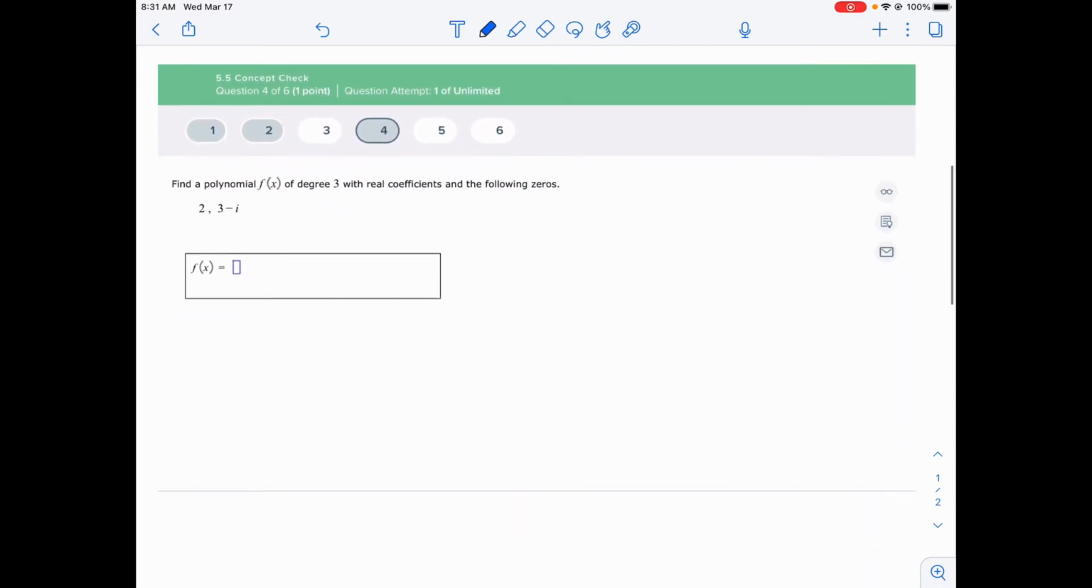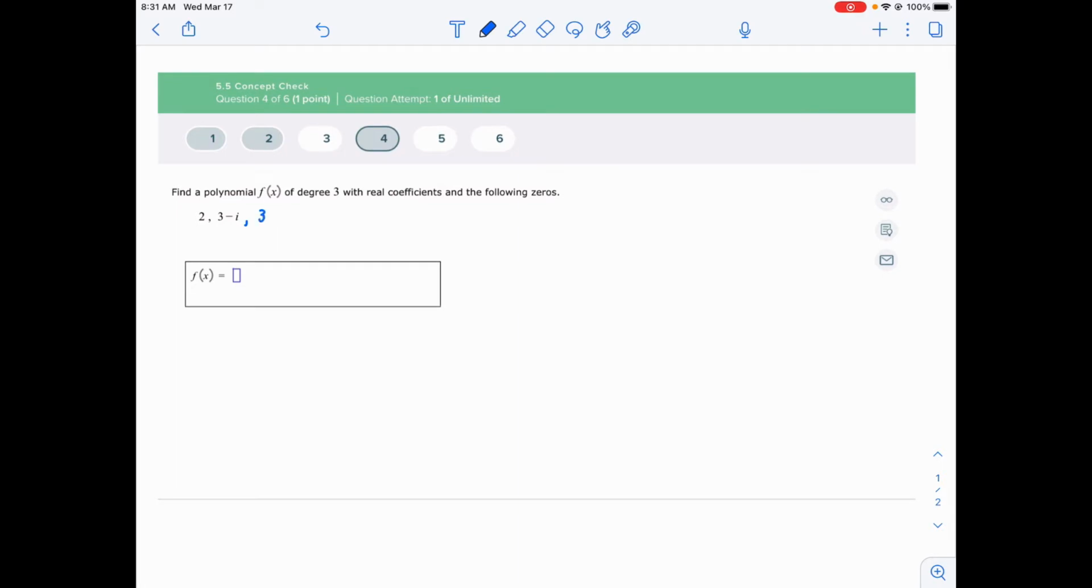For the next problem, it says find a polynomial of degree 3 with real coefficients and the following zeros. So in this case, they've given us 2 zeros so far. They've given us 2 and then 3 minus i, which means we also have the conjugate 3 plus i included. So the first step is let's just write this in essentially factored form. So it's going to be x minus, I'll start with the conjugate, 3 plus i.